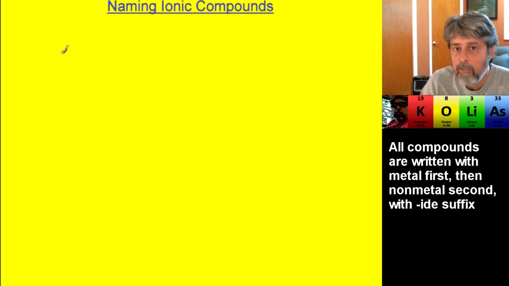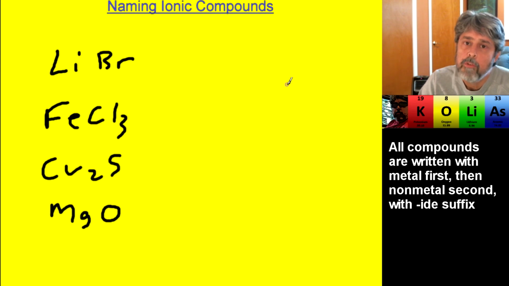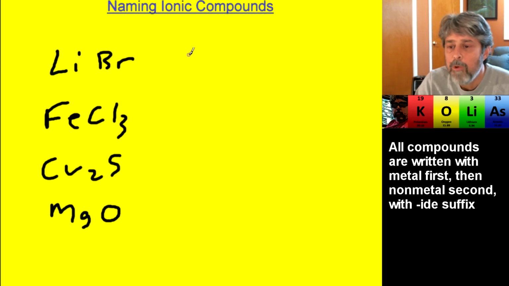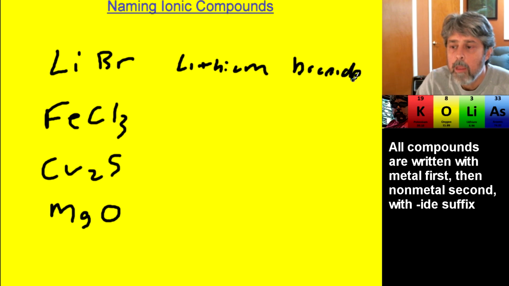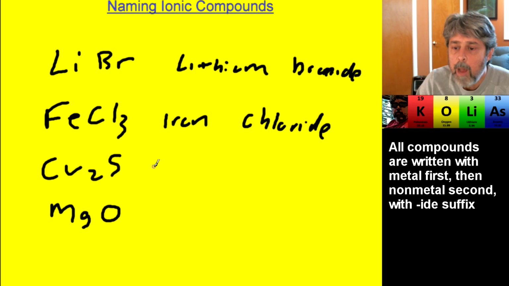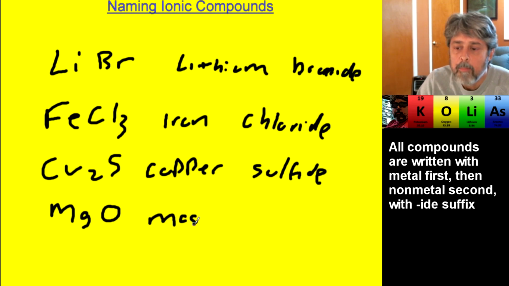All right, let's do some quick examples of, say, 4 different compounds. And I'm going to mix up transition and representative just to show you how the naming goes, because you have to distinguish between all of them. 2 of these are representative, 2 of them are transition. So in every case, doesn't matter what, you're going to start off like this: lithium bromide, iron chloride, copper sulfide, and magnesium oxide.